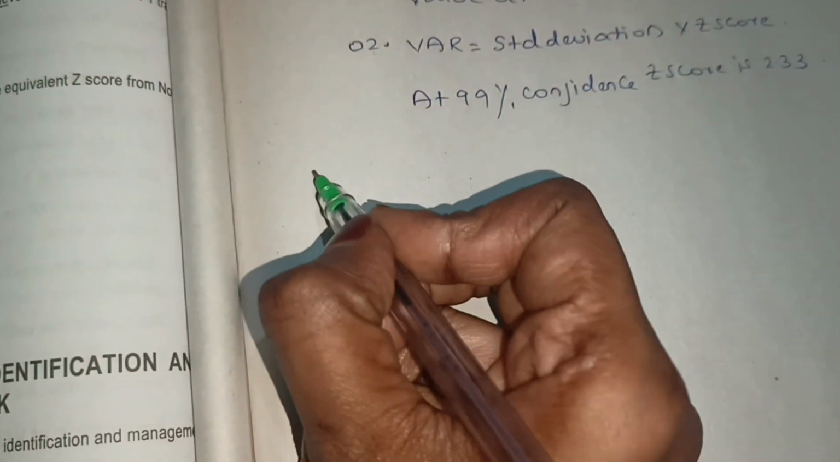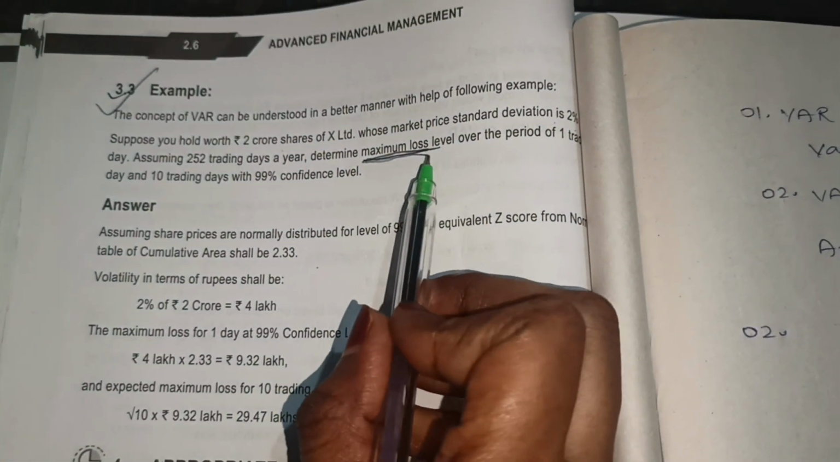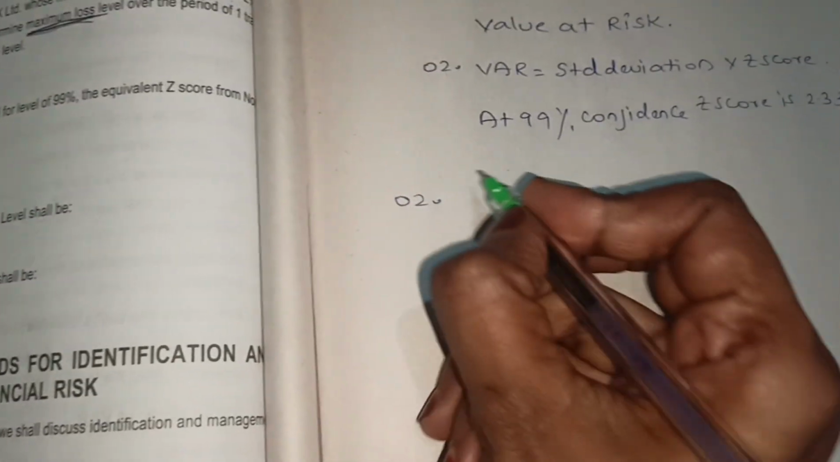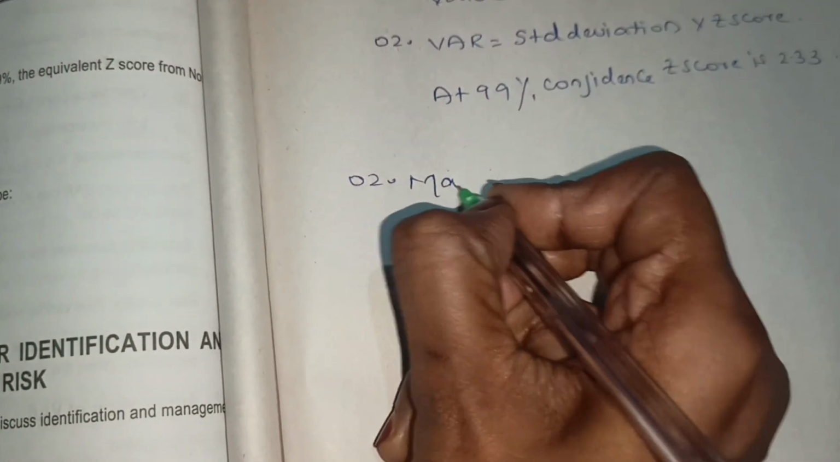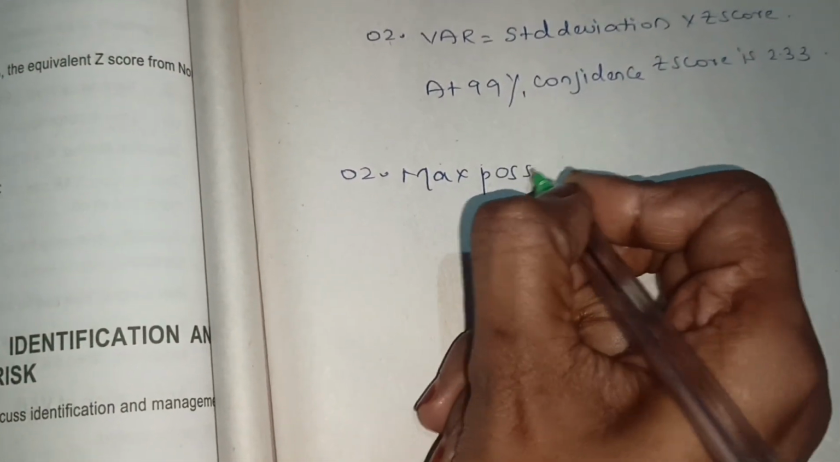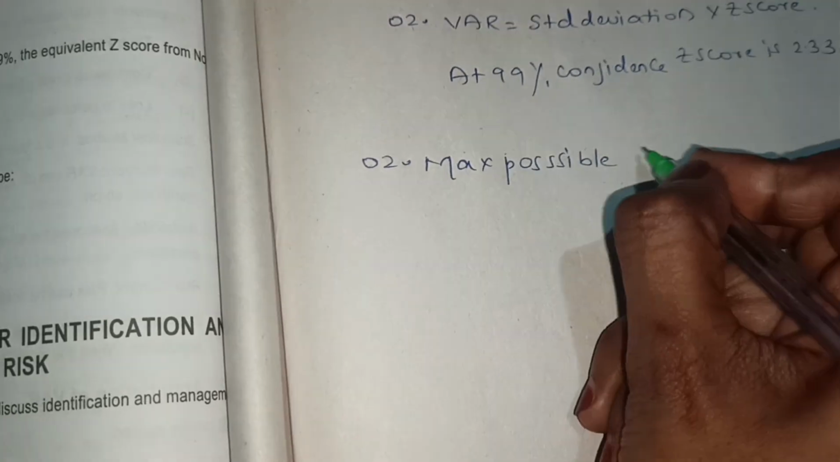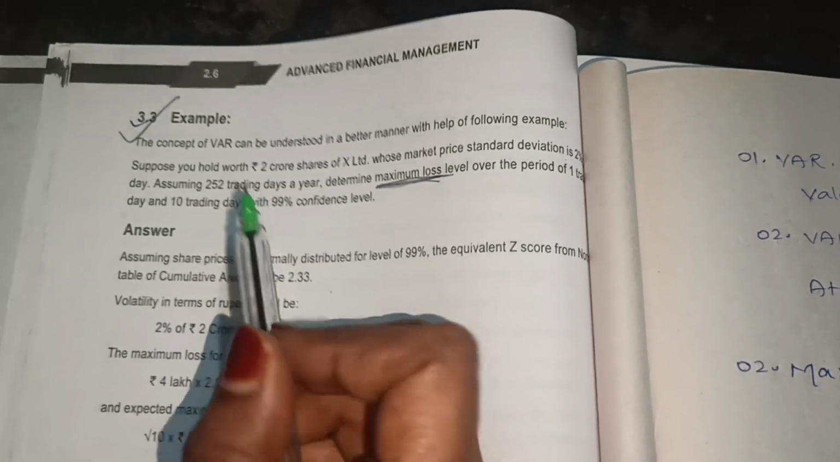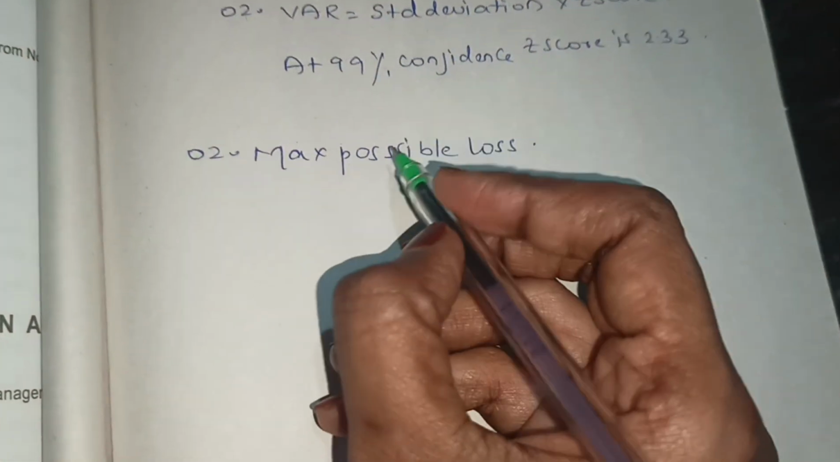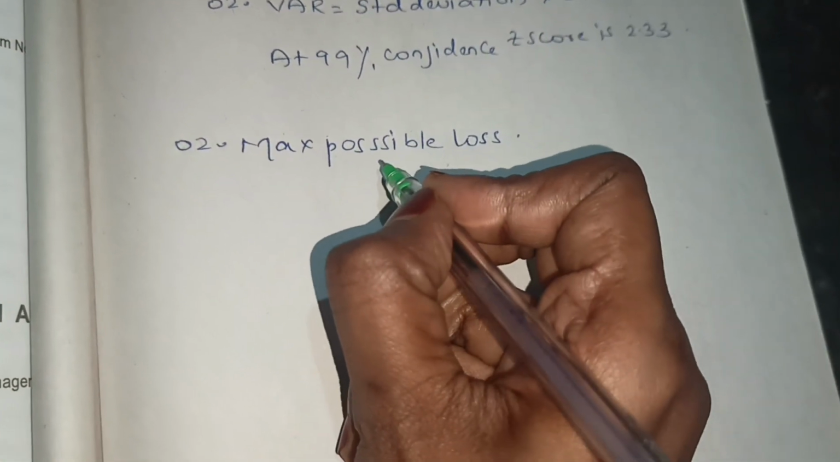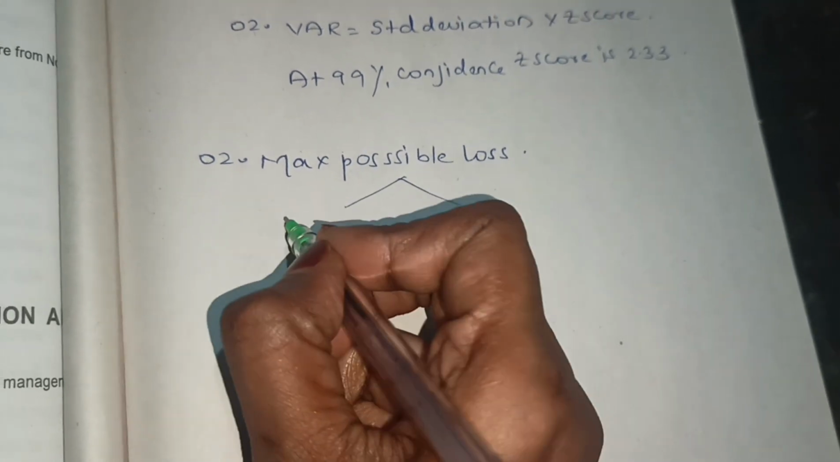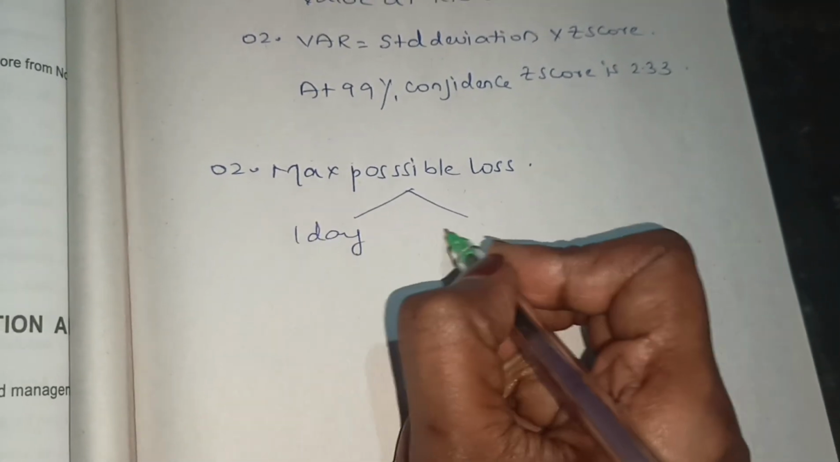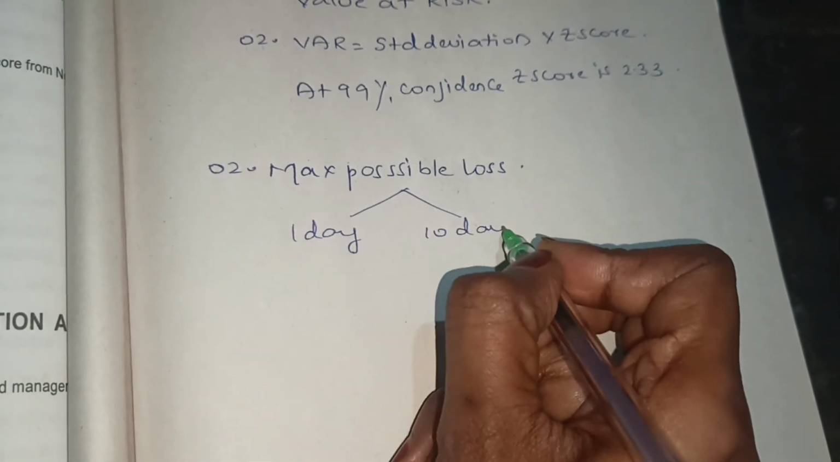So in this example, they are asking us to determine maximum possible loss. So we are expected to find maximum possible loss over the period of 1 trading day as well as 10 trading days. So here we understood we are expected to find maximum possible loss for 1 day as well as for 10 days.